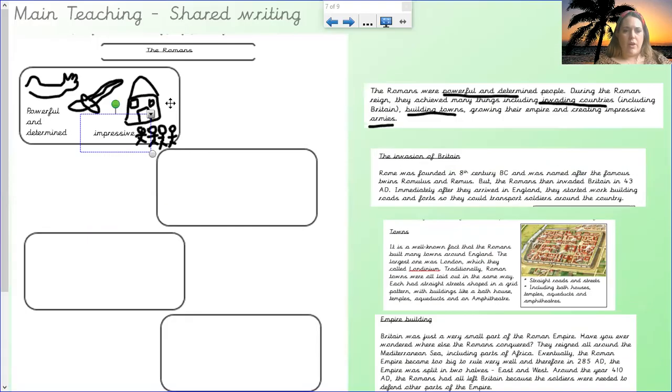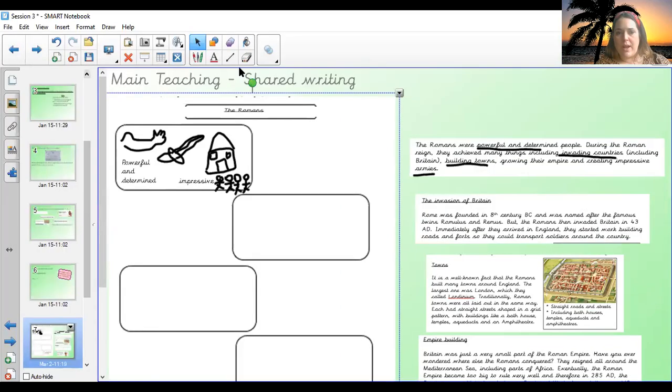Okay, I've done my first paragraph. So the Romans were powerful and determined people. During the Roman reign, they achieved many things, including invading countries, that's my sword, including Britain, building towns, growing their empire, and creating impressive armies. So that's paragraph 1 done. I'm going to make a start on paragraph 2 now.